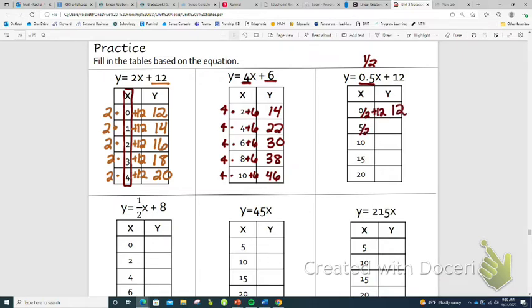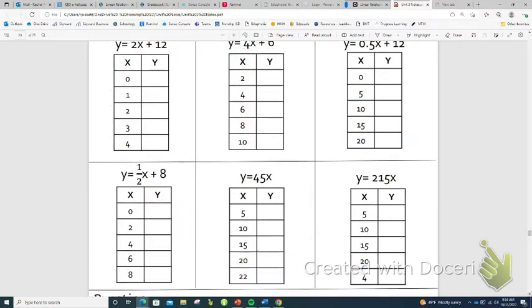If we divide 5 by 2, that gives us 2.5 plus 12 equals 14.5. If we divide 10 by 2, we get 5 plus 12 is 17. Half of 15, or 15 divided by 2, is 7.5 plus 12 gives us 19.5. And half of 20 is 10 plus 12 is 22. So we're plugging in those values.